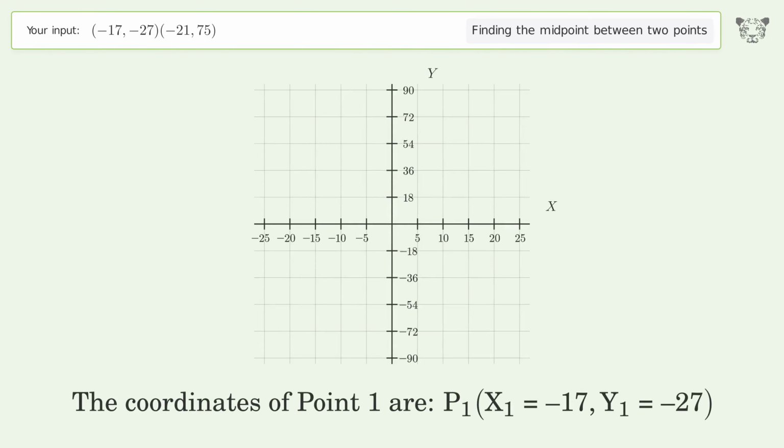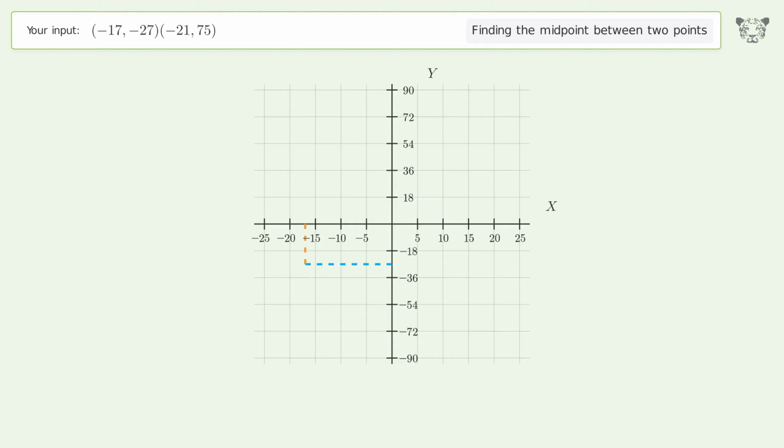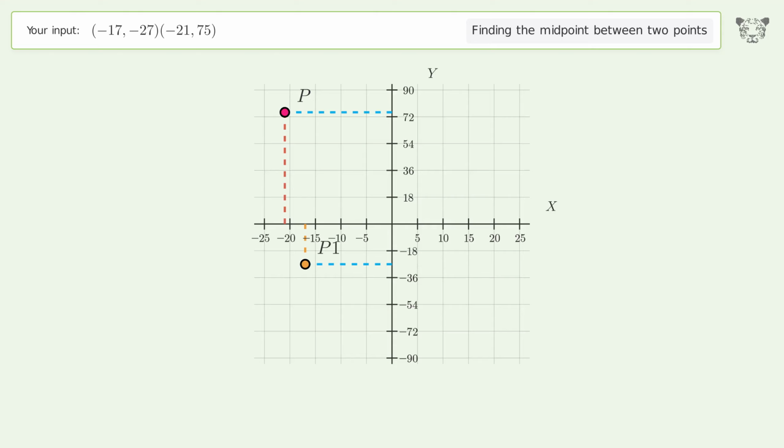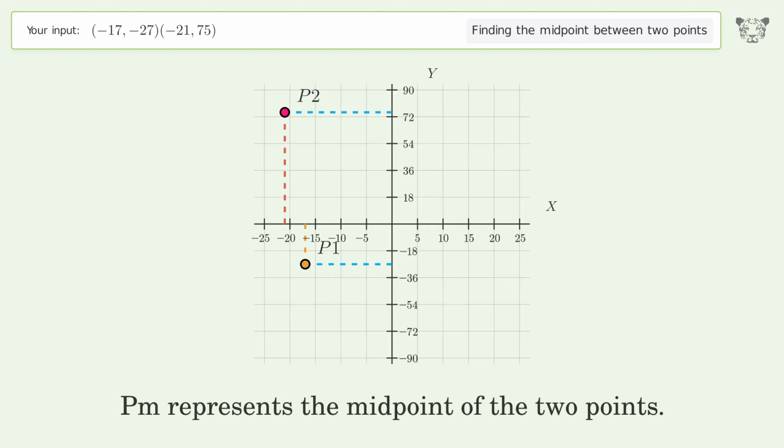The coordinates of point 1 are x1 equals negative 17, y1 equals negative 27. The coordinates of point 2 are x2 equals negative 21, y2 equals 75. PM represents the midpoint of the 2 points.